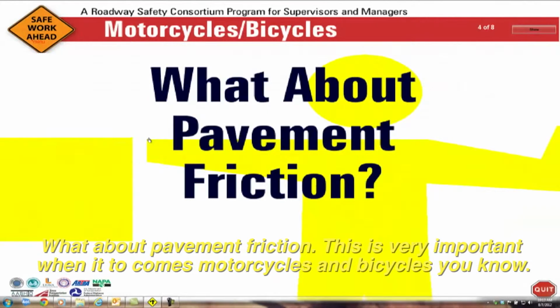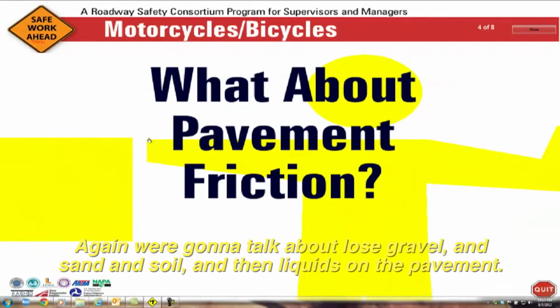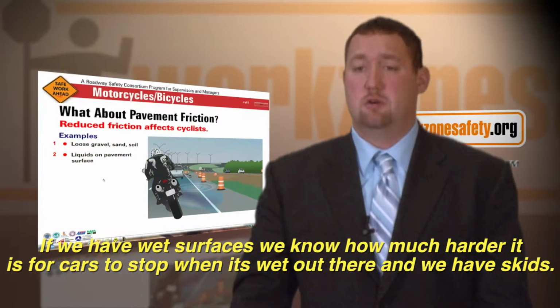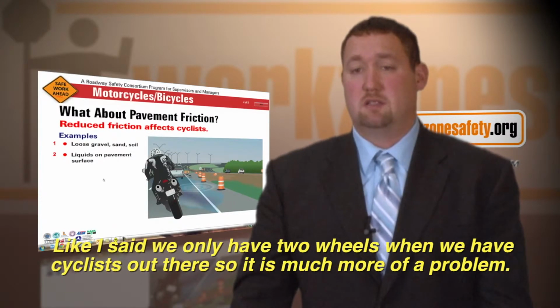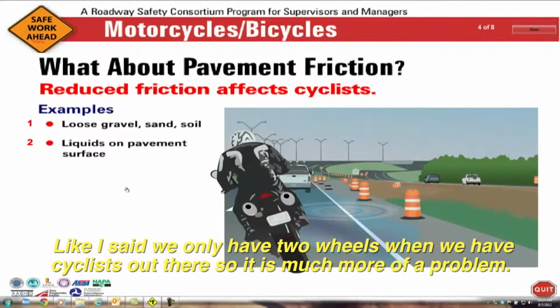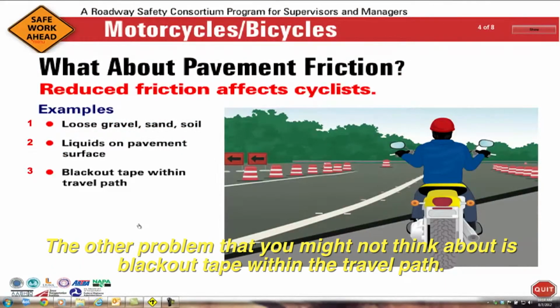What about pavement friction? This is very important when it comes to motorcycles and bicycles. Again, we're talking about loose gravel and sand and soil, and then liquids on the pavement. If we have wet surfaces, we know how much harder it is for cars to stop when it's wet out there and we have skids. Like I said, we only have two wheels when we have cyclists out there, so it's much more of a problem. Another problem you might not think about is blackout tape within a travel path.